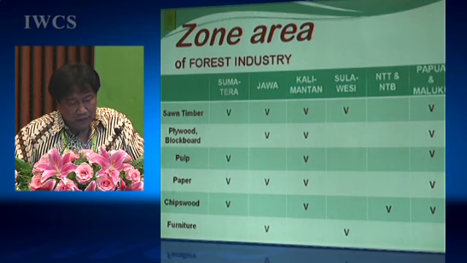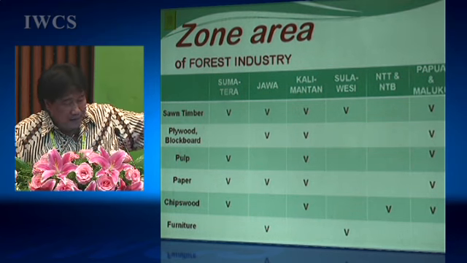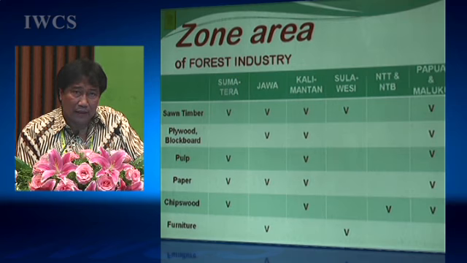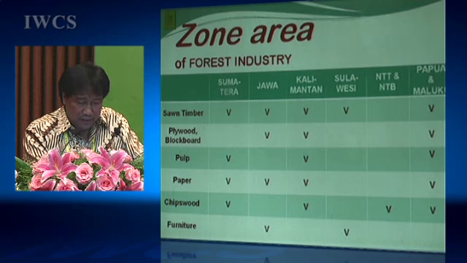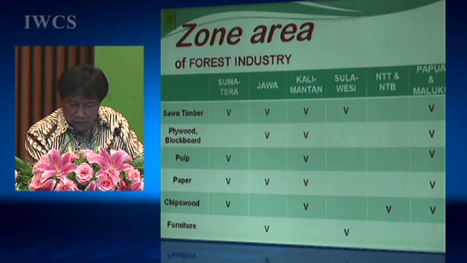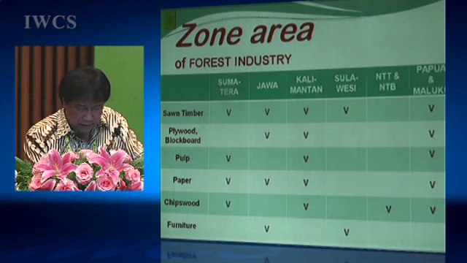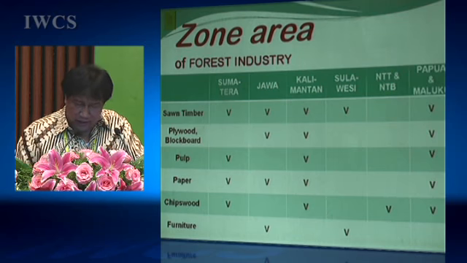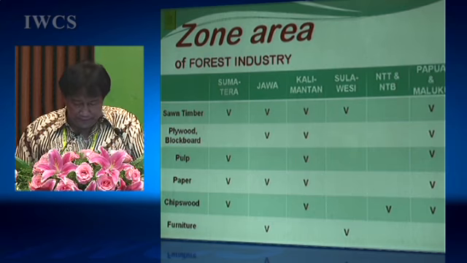This is shown, if you know Indonesia, from the map. So the zone area that has been decided to develop the forest industry. For example, for sawn timber, almost all the big islands. But for pulp, only in Sumatra and Kalimantan. For paper, including Java, and furniture, mostly in Java.